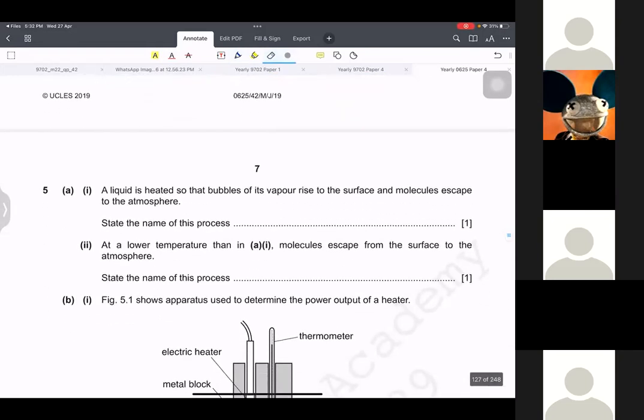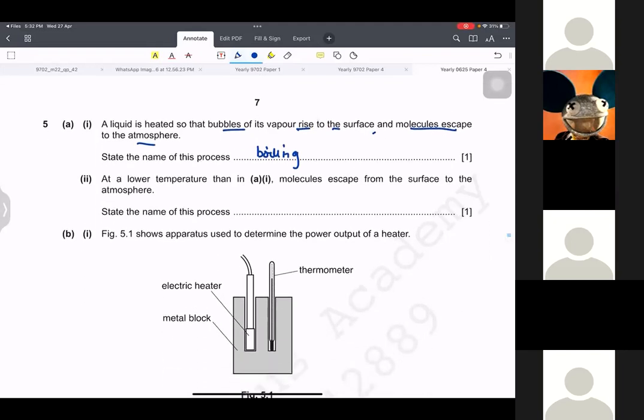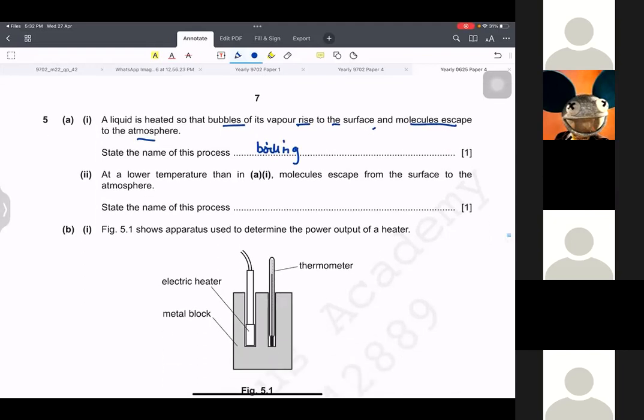A liquid is heated so that the bubbles of the vapor rise to surface and molecules escape to atmosphere. State the name of process. That is evaporation or boiling. Okay, so this is boiling, because the boiling happens throughout the liquid, right? Evaporation is only on the surface, at lower temperature than this, molecules escape the surface, so this is evaporation.